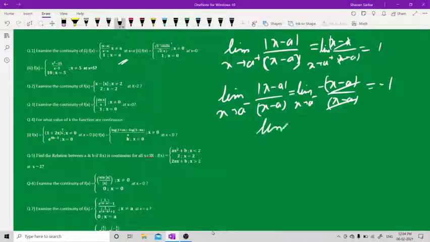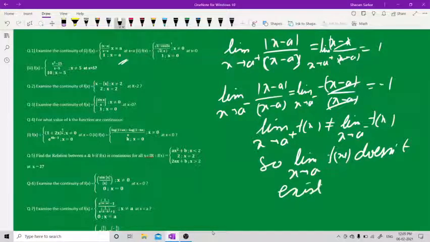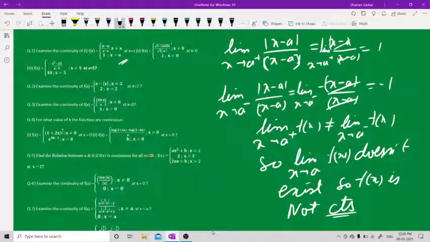Since limit x tending to a plus f(x) is not equal to limit x tending to a minus f(x), the limit does not exist. Limit x tending to a f(x) does not exist. So f(x) is not continuous. I'm writing CTS, you will write continuous completely. This is the way you will do it.